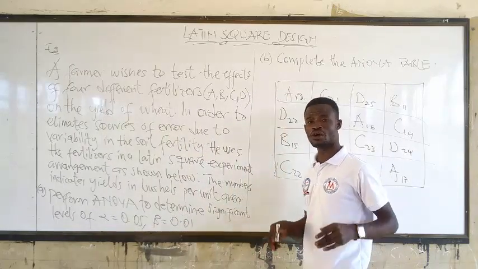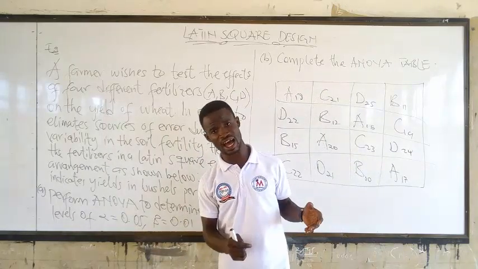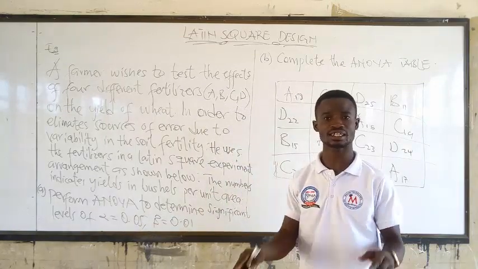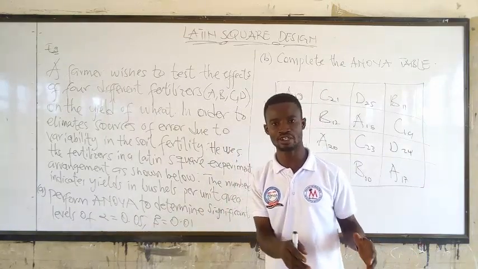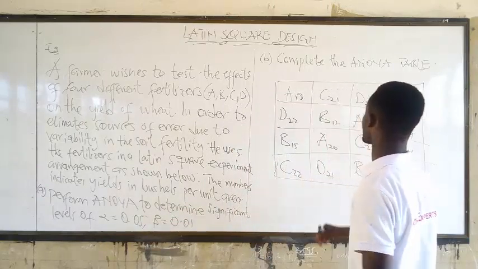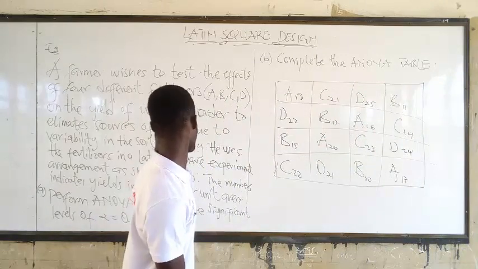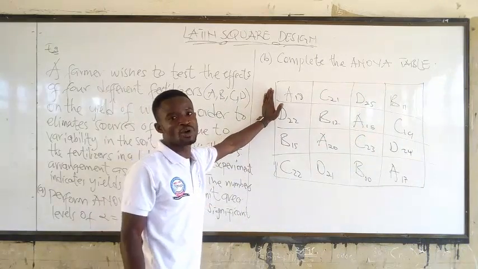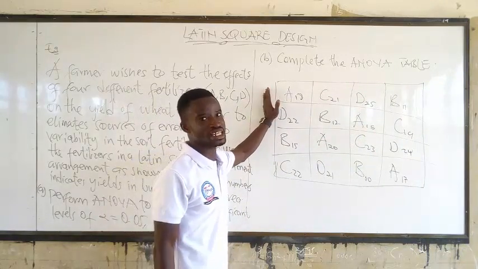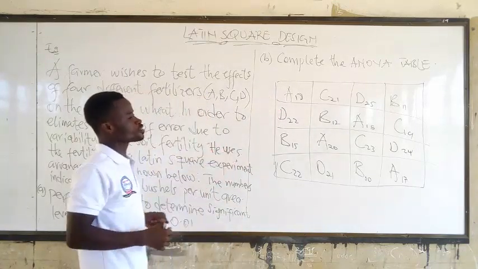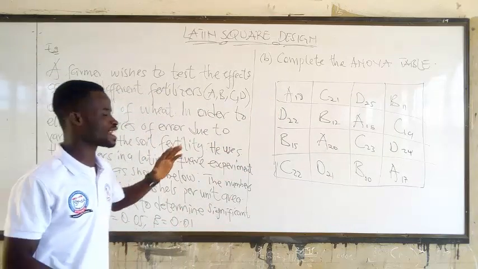So in a square design, the significant level will be given to you. Alright. So now we have B, we have to complete another table. So now, this is the table giving us. This is the experiment. This is all about the experiment. And you know, in fact, the moment you see the table, you have to know that this is a lattice square design.